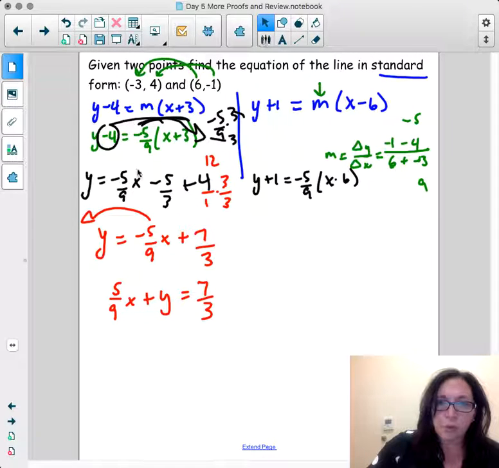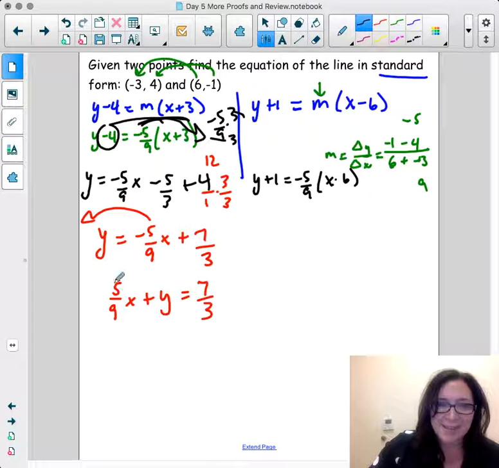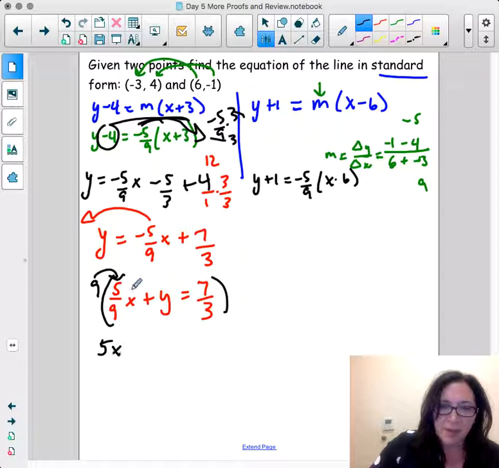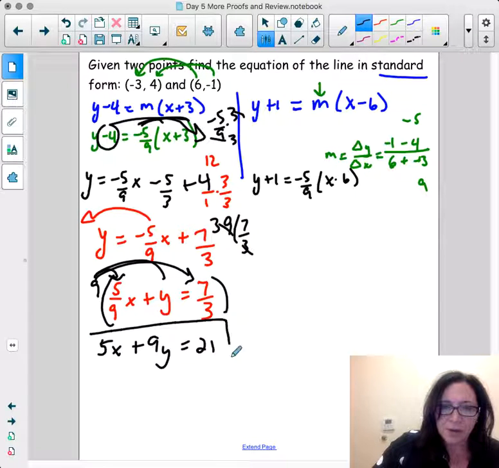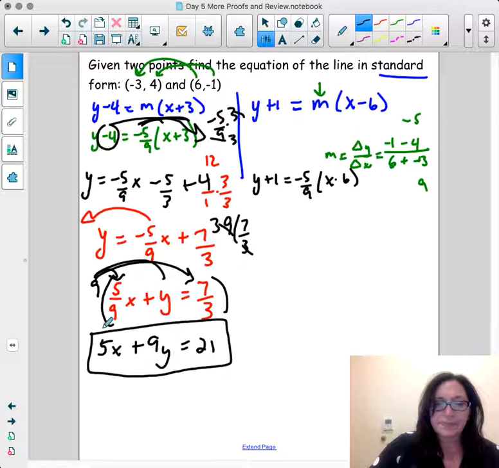What's a mess is that my x coordinate is not a whole number, and that's not nice. So 9 times 5/9, 9s are going to cancel. We get 5x. 9 times y is plus 9y. 9 times this, okay, so that's going to be 9 times 7/3. 3 goes into 9, 3. 3 times 7 is 21. And so here we are in standard form.